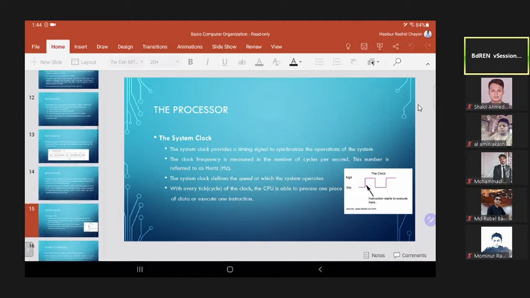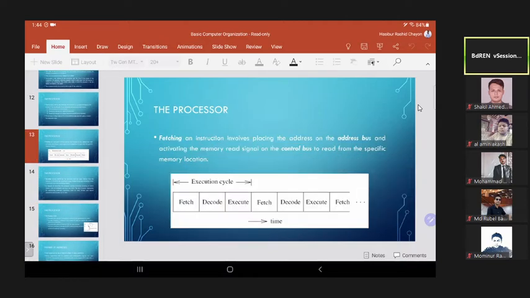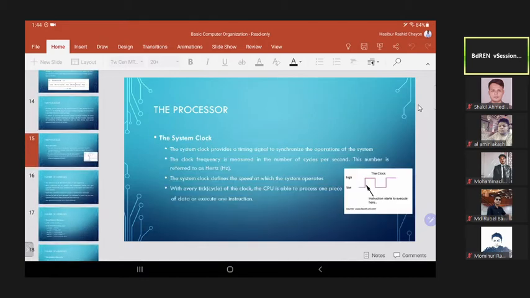One of my favorites is the execution cycle and the system clock. Last semester, last year, I did one thing. I didn't discuss the topic of system clock. I gave them a home task about the system clock, and they learned by themselves.